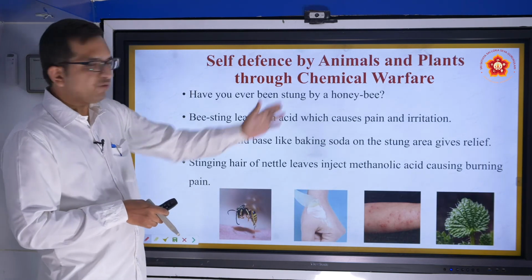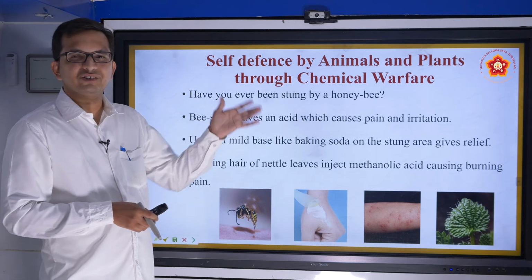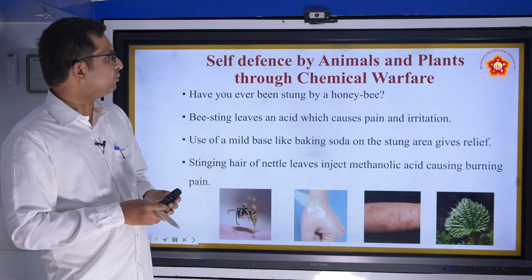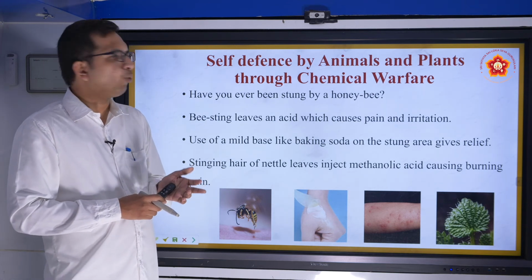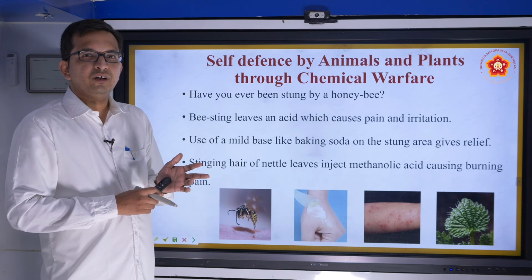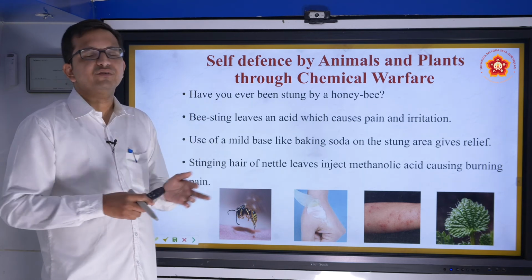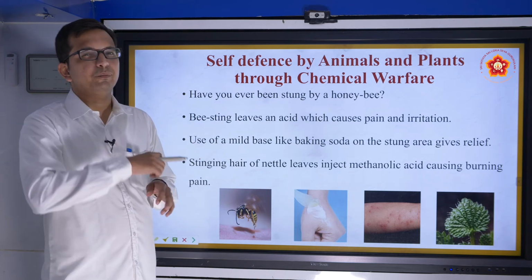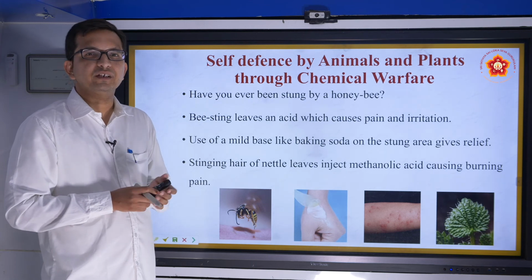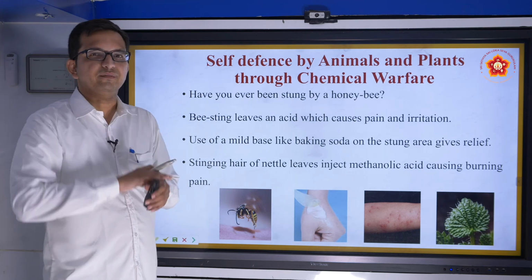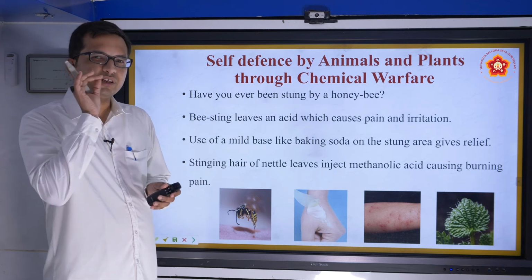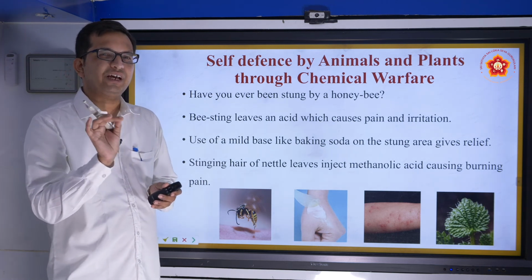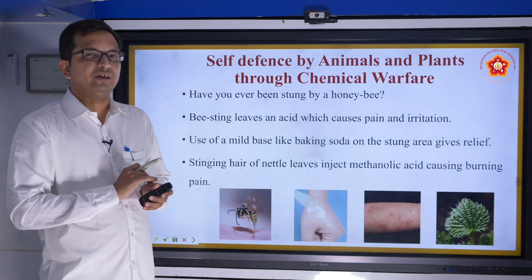And one final application, let us just see that self-defense by animals and plants through chemical warfare. Now what is the self-defense? They actually have a very good chemical warfare system between themselves. The moment you are bitten by a honeybee, what happens there? First thing is, there is a bulge in your hand. Wherever it has bitten, there is a small bulge. Because it actually gives a sting of acids, methanoic acid and all, it actually gives that acid away.